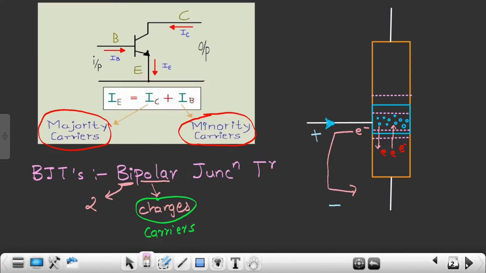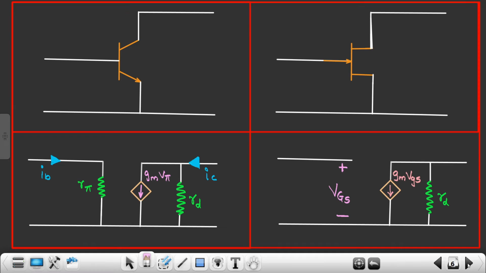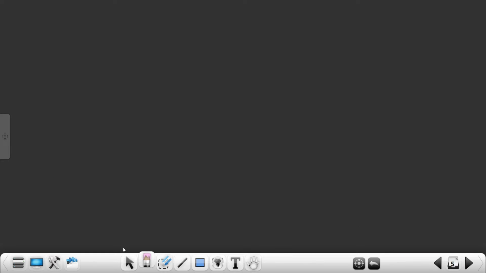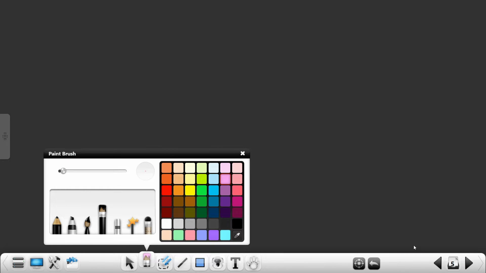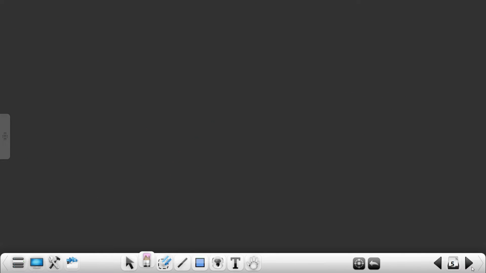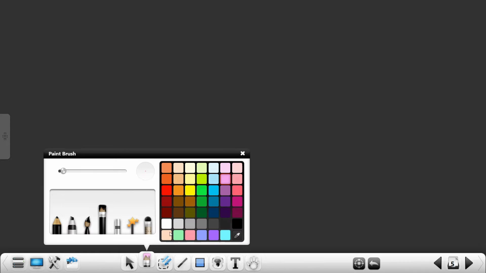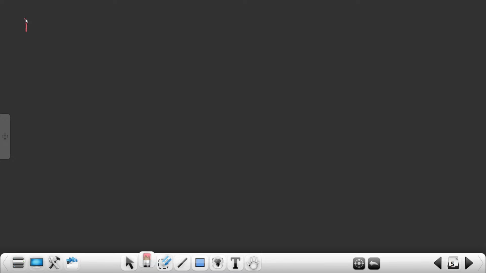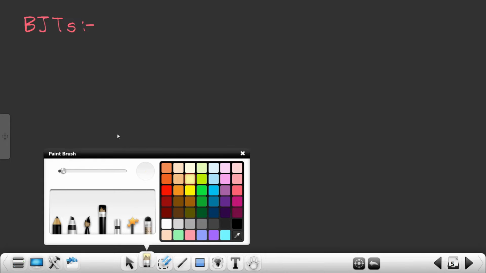Now let's move further. So now coming to the second point, that is output current dependency. This is another good point to highlight. So we all know, when I'm talking about BJTs, let me highlight it first.